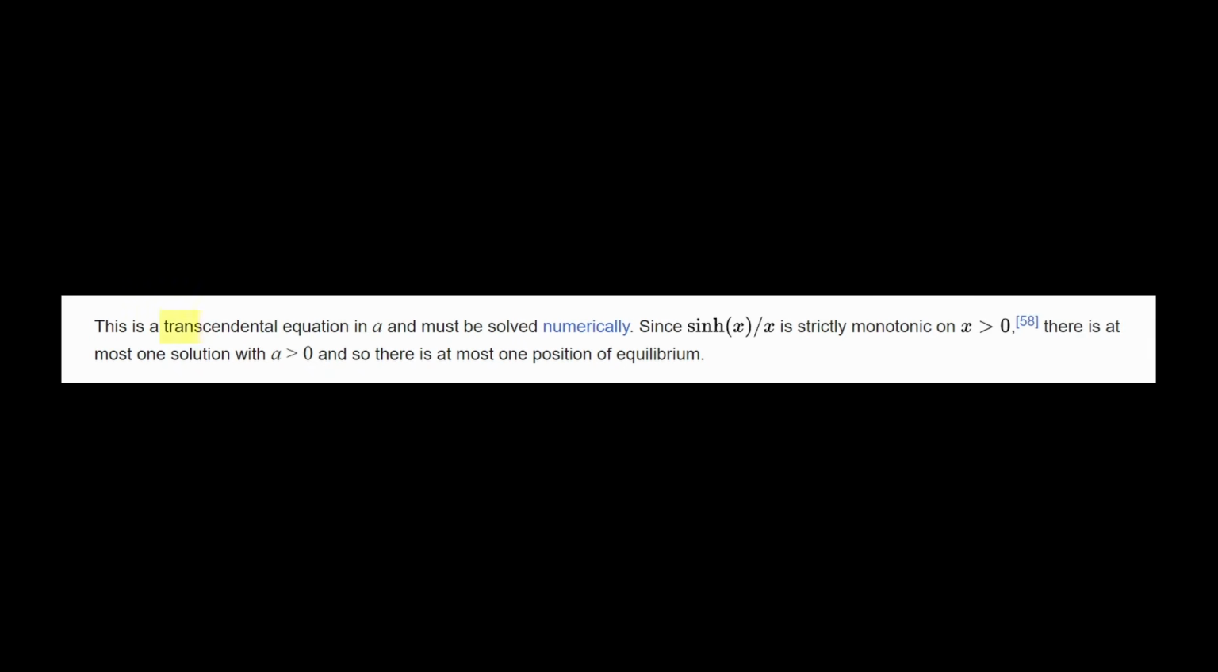Wikipedia calls it a transcendental function that needs to be solved numerically, which, for people who don't speak Wikipedia, means that you have to search for the answer. There's no easy way to calculate it.